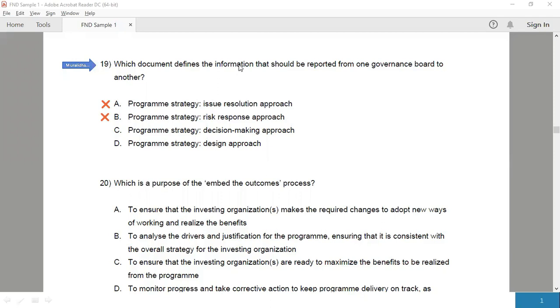The decision-making approach, on the other hand, describes the criteria for escalation and delegation of information between the governance boards and the reports that are provided to decision makers, meaning their content and the frequency. So that would be the correct answer. The design approach defines how the vision, benefits, target operating model, and associated risks will be defined and approved by governance.